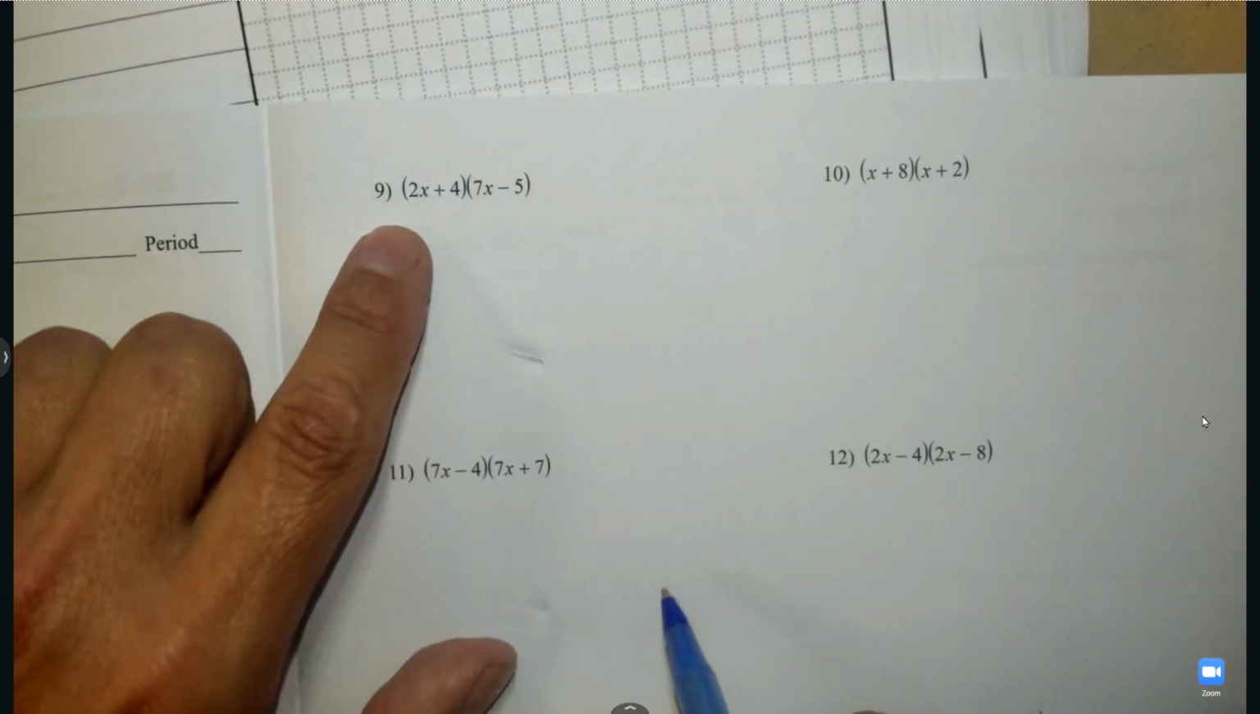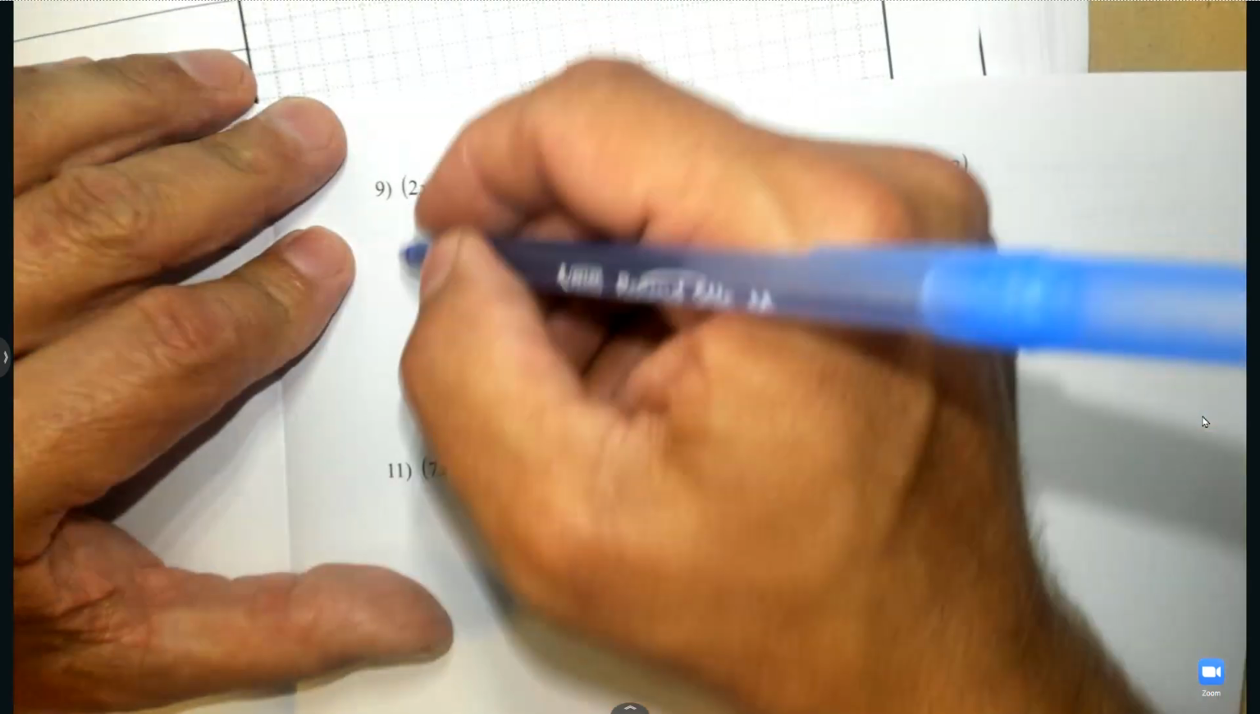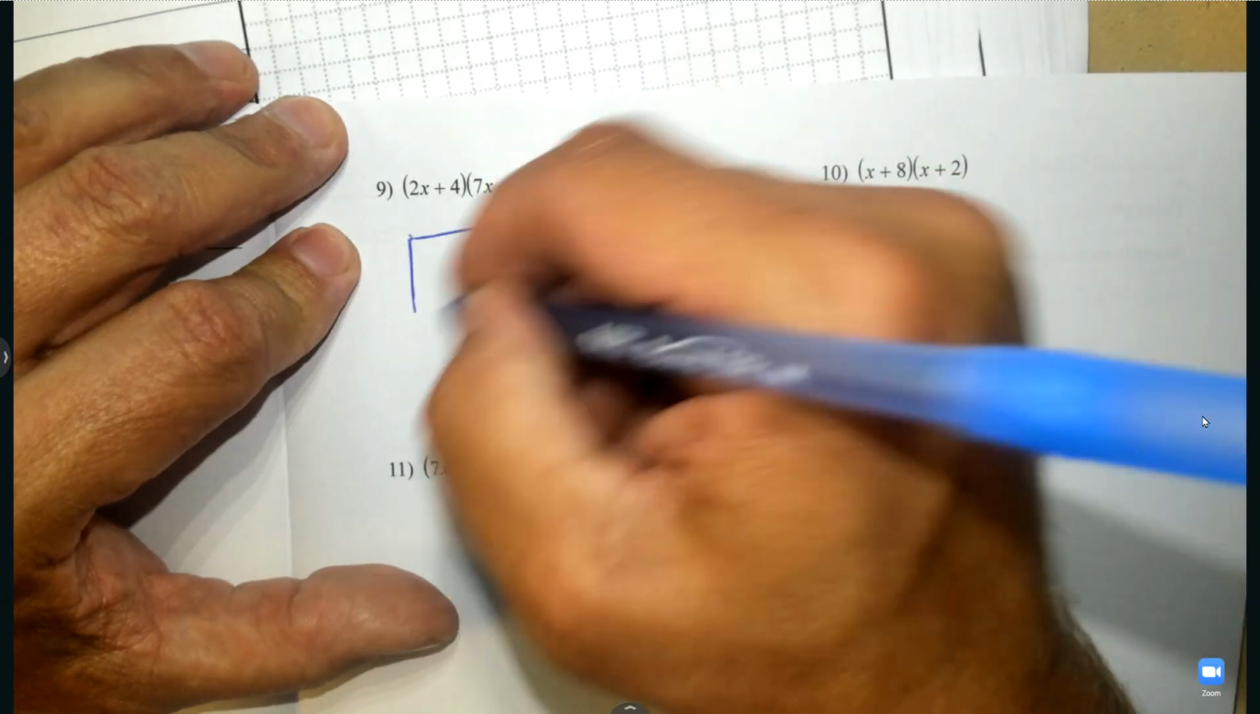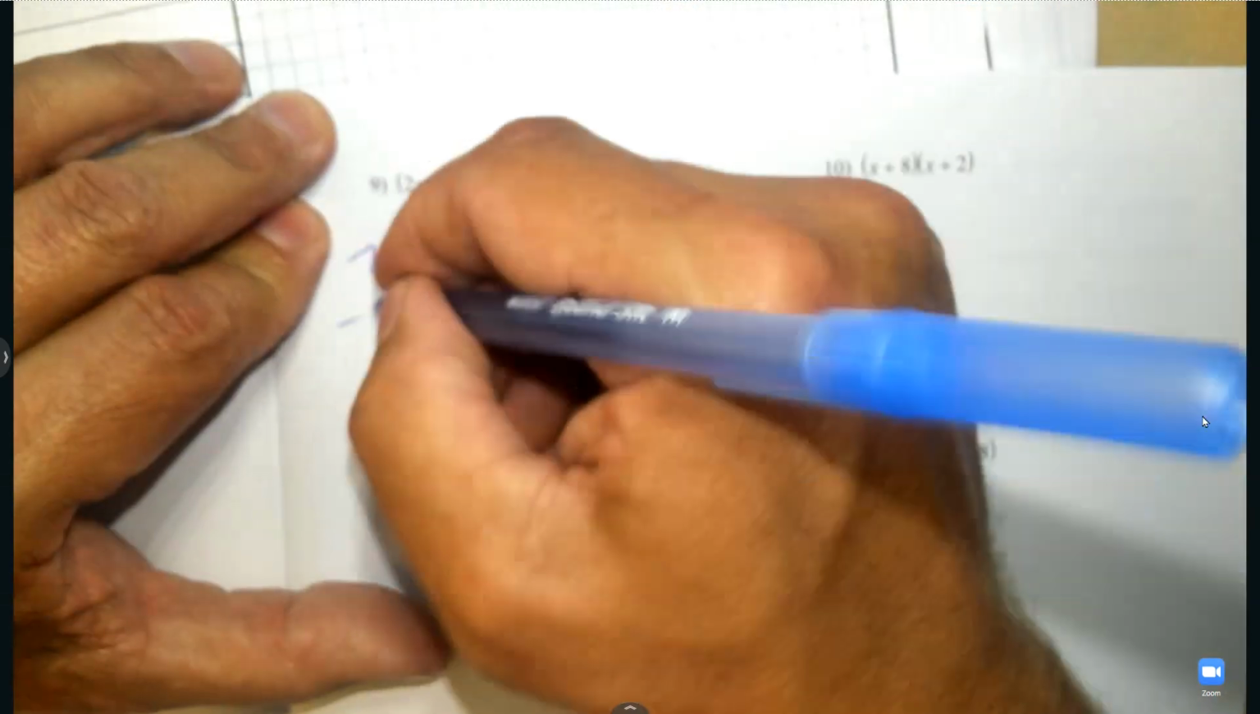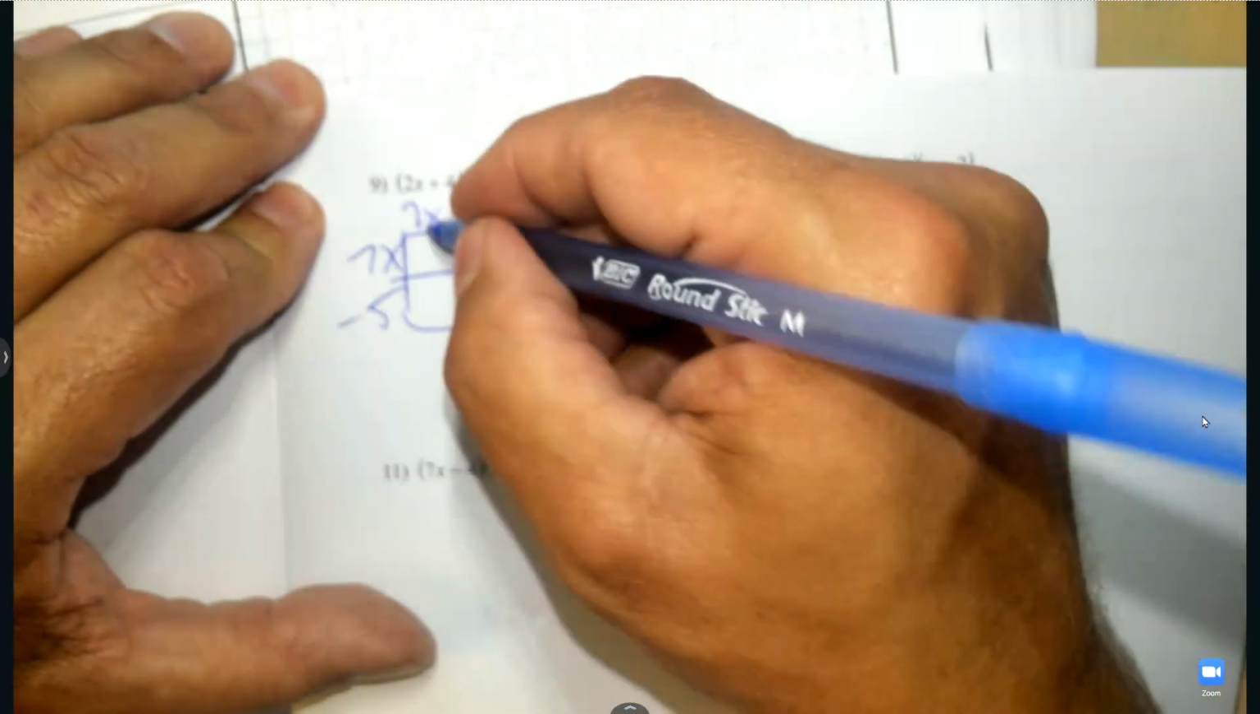Turn the page. What happens if I have a binomial, 2 terms, times another binomial, another 2 terms? I'm going to create an array or an area model to be able to do this. So that's 2x and 4. That's 7x and negative 5. And then I'm going to multiply it out.